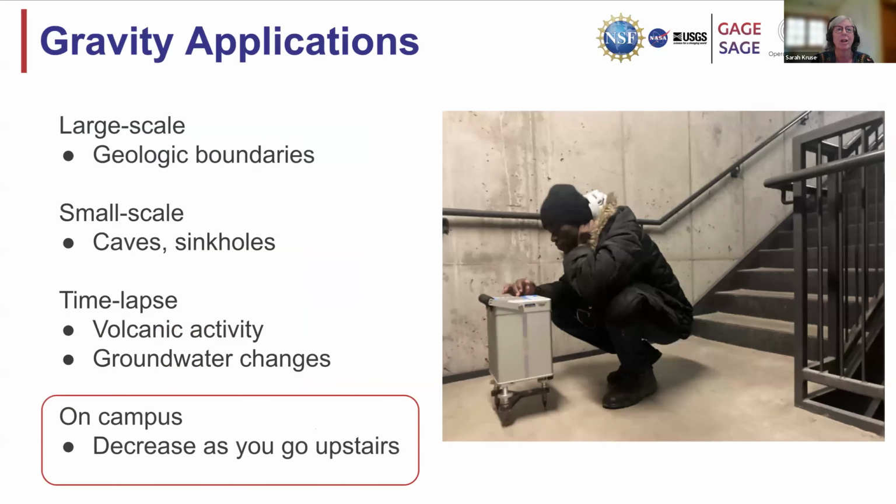Okay, next slide. So what can we do with these methods? Well, there's a whole bunch of different things you can do with gravity on large and small scales with time lapse, but on campus, there's something really fun you can do that's relatively easy with students. And that is take your gravity meter and take it in a multi-story building and measure the gravity on different floors. And you can actually detect the reduction in gravity, the gravitational attraction, as you go farther away from the center of the Earth.